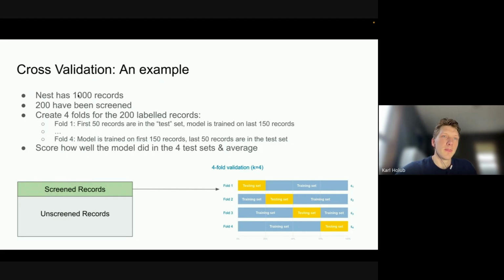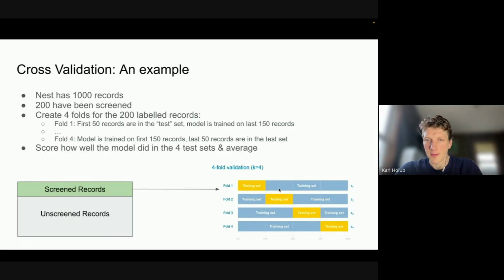So in cross-validation, let's say you have a nest with 1,000 records, and 200 of those have been screened. So kind of represented by this little matrix of examples. So about a fifth of them have been screened. So we're going to create 4 folds as part of our cross-validation. The way that the folds are set up, 50 records are going to be in the test set, and 150 are going to be in the training set. The model is trained on the training set, obviously, and the test set is held out and used for evaluating how well the model will do.